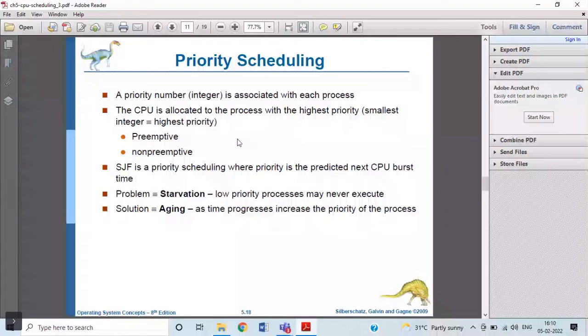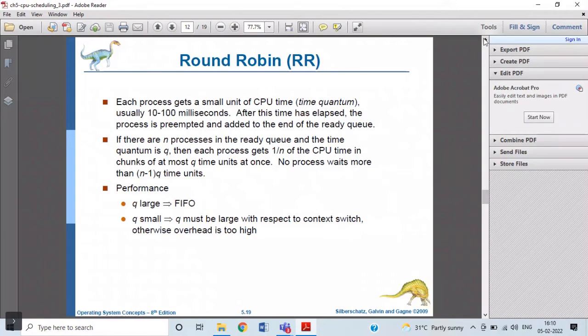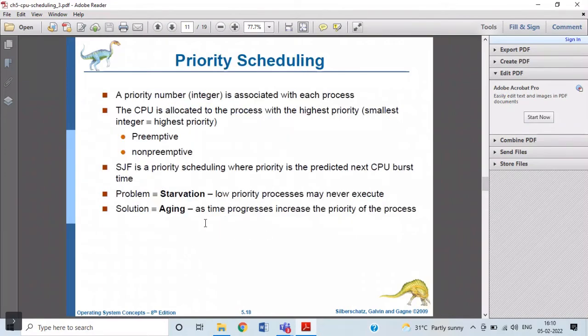Okay. So SJF is a priority scheduling where priority is the predicted next CPU burst time. The problem we will see later. First, what is the problem in priority scheduling? The highest priority keeps executing first. The problem here is starvation. So what do you mean by starvation? Low priority processes may never execute, because the highest priority always keeps executing.